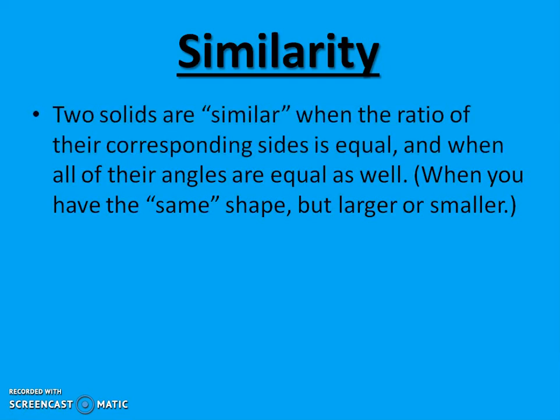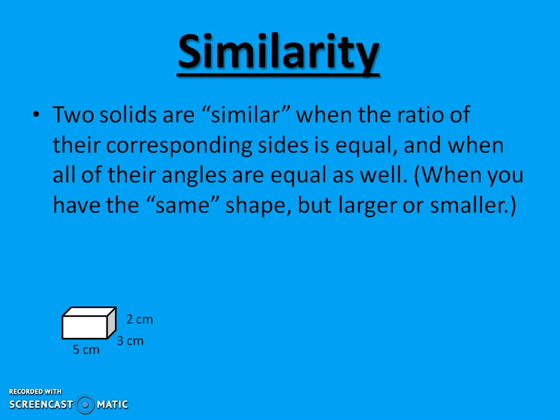Similarity is what we call it when two solids are the same shape, but one is larger or smaller. And that happens when the ratio of corresponding sides is equal. So I'll show you what that means.